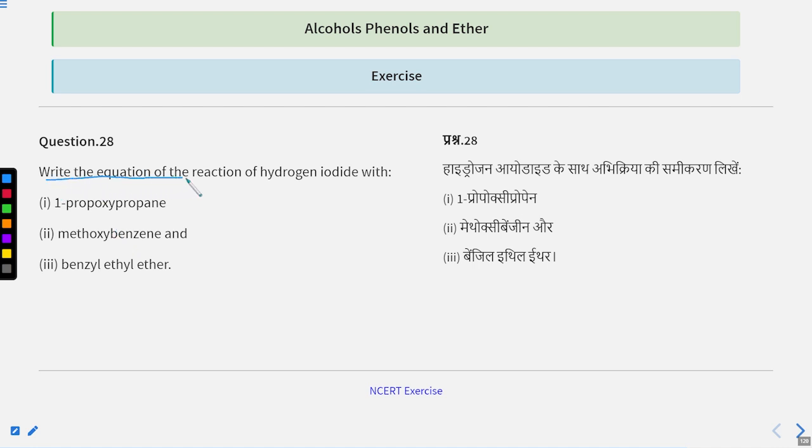Next, write the equation of the reaction of hydrogen iodide with propoxypropane. So you have to treat hydrogen iodide with propoxypropane. What will happen? First, the propoxypropane will be protonated. Then this group will leave along with a positive sign, and this part will contain the positive sign, that is the carbocation.